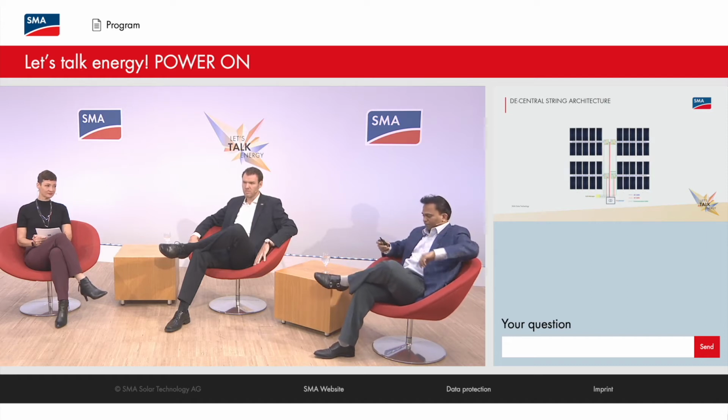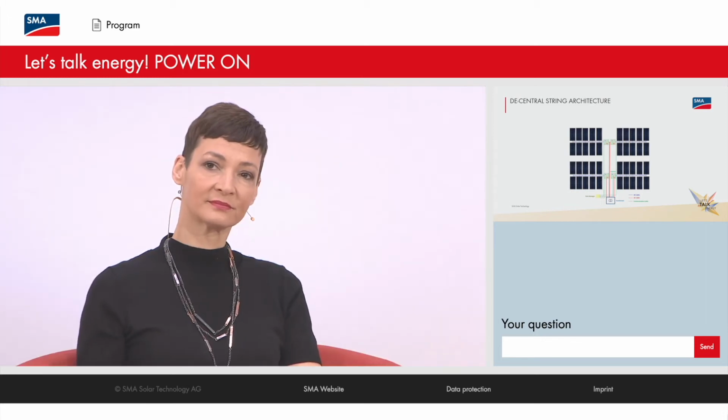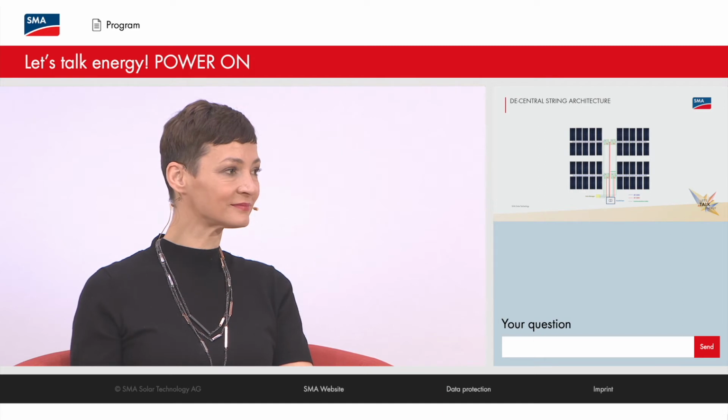To contrast this, just keep this in mind. If you look at this, this is the decentral string architecture. The PV panels are the same, and the DC cables that bring the DC from the modules are the same, and then they don't go to the combiner boxes.